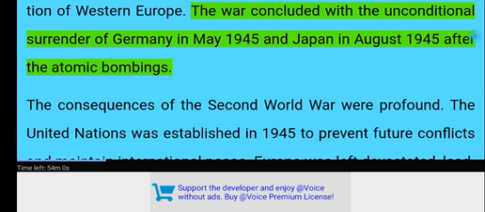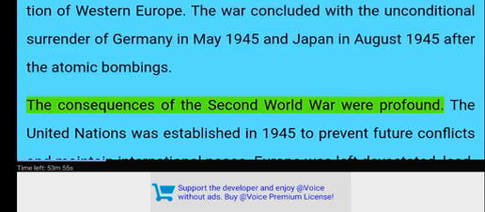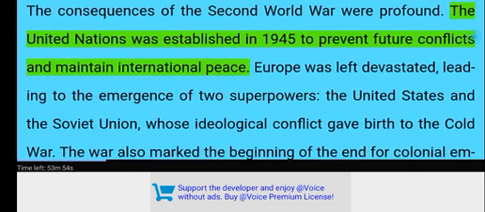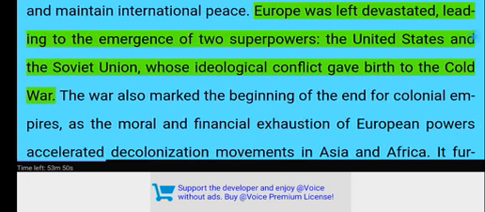The war concluded with the unconditional surrender of Germany in May 1945 and Japan in August 1945 after the atomic bombings. The consequences of the Second World War were profound. The United Nations was established in 1945 to prevent future conflicts and maintain international peace. Europe was left devastated, leading to the emergence of two superpowers, the United States and the Soviet Union, whose ideological conflict gave birth to the Cold War.